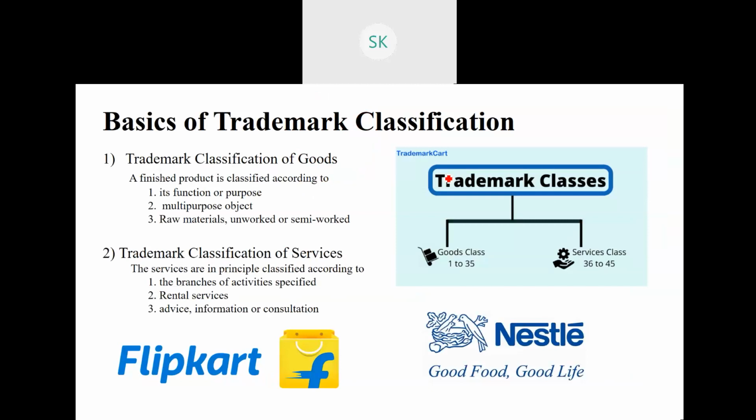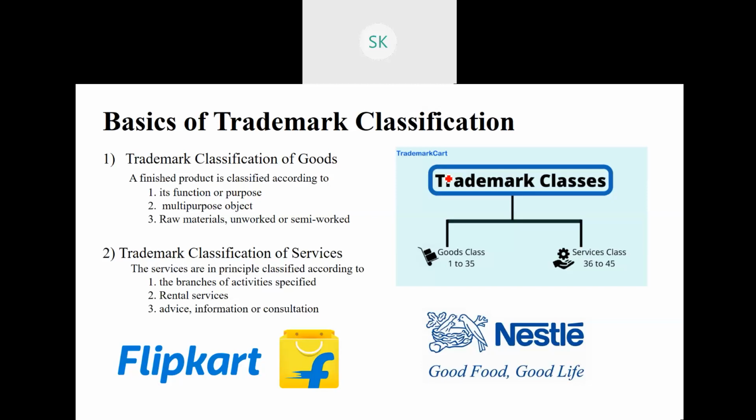A finished product is classified according to its function or purpose. As we saw the example in the last slide, that was McDonald's. There are many such examples which are goods, like Coca-Cola. It has a trademark which is a product, which is a good. So the goods class has about 35 classes.